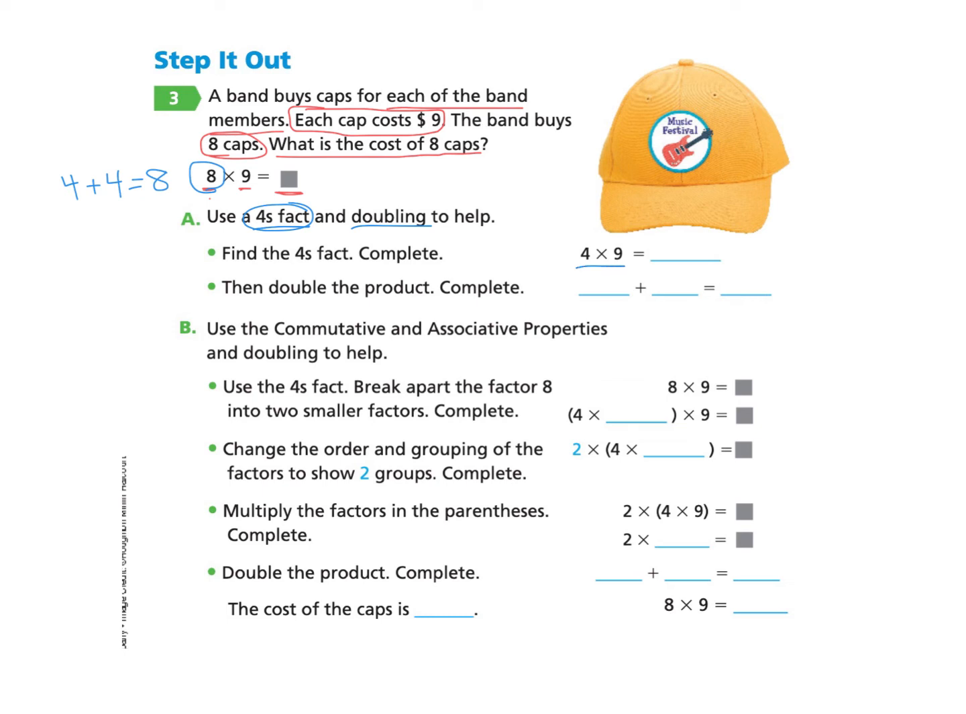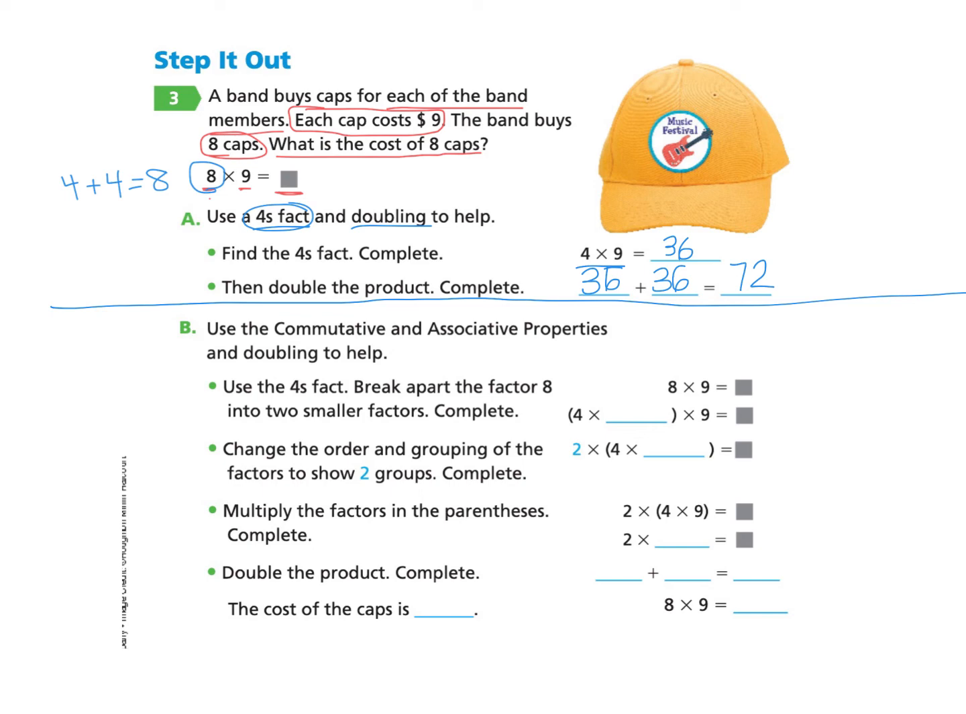So find the fours fact and complete 4 times 9. If you'd like to pause the video and try this on your own and come back, you may do so. 4 times 9 makes 36. So now that I have this fact, I can double the product. 36 plus 36. And again, you can pause the video and come back. But when you add 36 and 36, you will get 72. So that is one strategy, would be to find the fours fact and double to help.